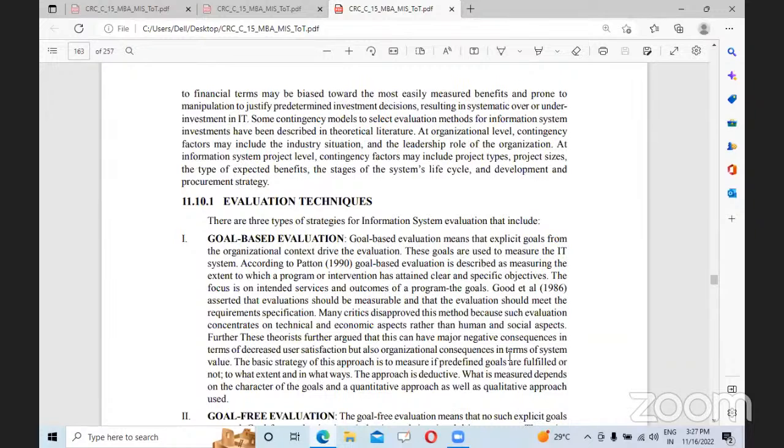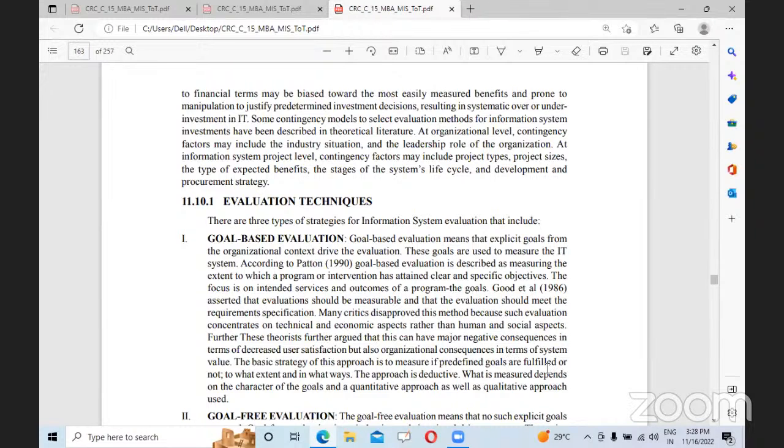Some contingency models to select evaluation methods for information system investments have been described in the theoretical literature. At the organizational level, contingency factors may include the industry situation and the leadership. At the project level, contingency factors may include the project types, project sizes, the type of expected benefits, the stages of the system's life cycle, and development and procurement strategy.